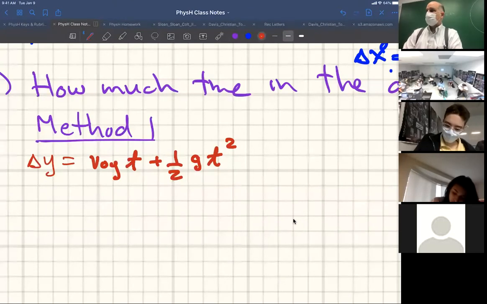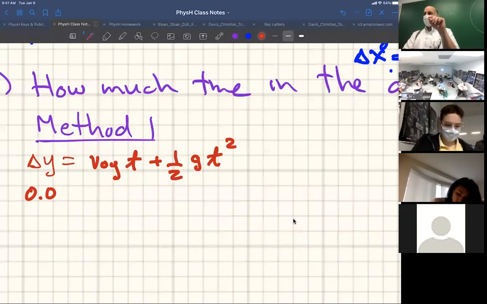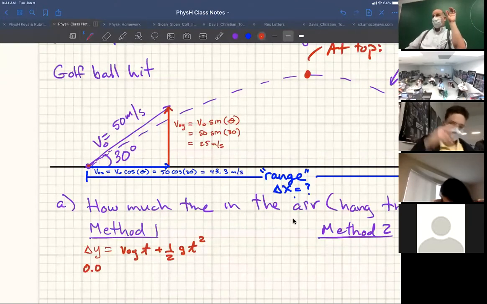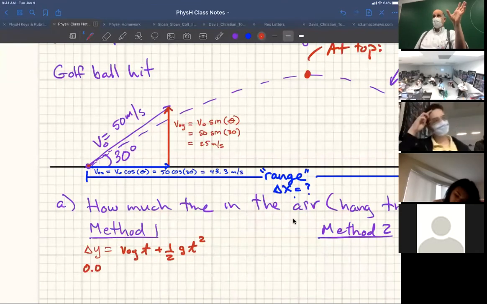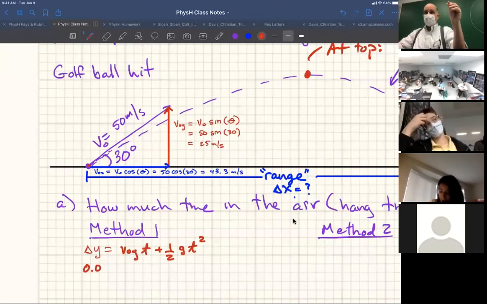So Grace says make delta y 0. Is that right? Yeah, I mean, what we're solving for is for the golf ball to return to its original height. So if the ground weren't level, then delta y would not be 0. But since it's returning to the original height it had, it's not a change. The delta y is equal to 0.